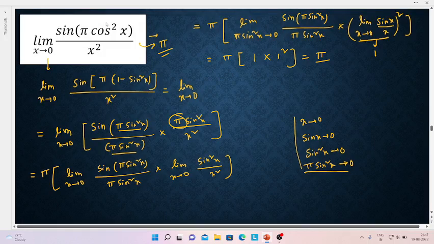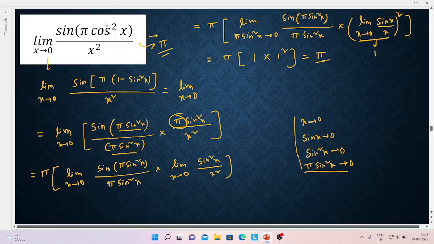So now you can understand what I actually did, and this is a very common question, and also a very interesting question. Please remember that you didn't solve it by just substituting the value, and you didn't solve it by just using the formula, which is limit x tends to 0 of sin x upon x.